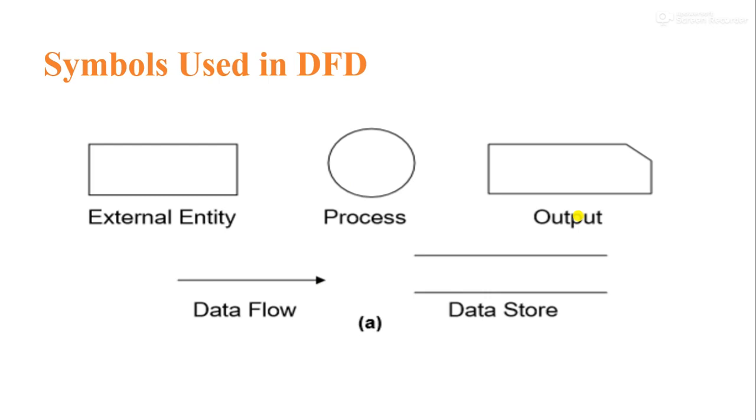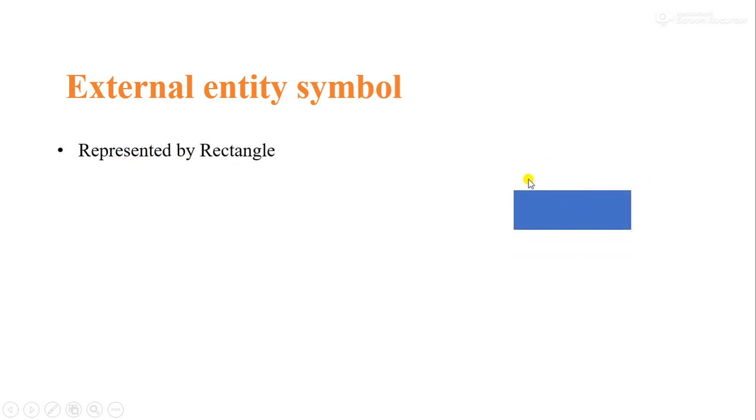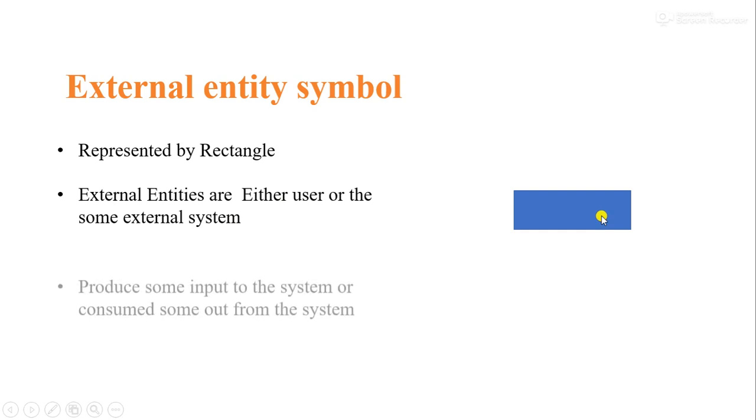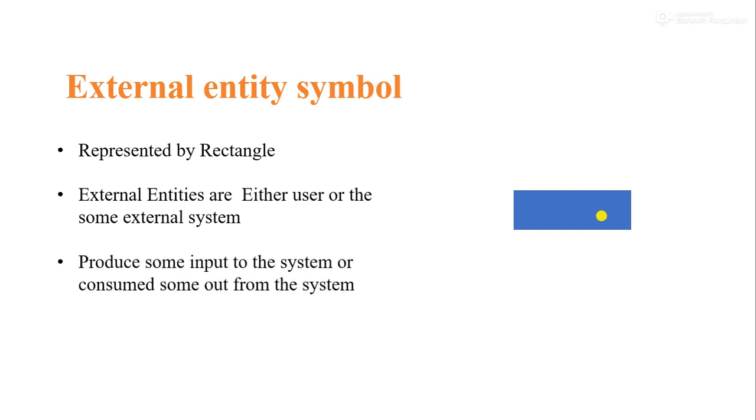We are going to see each symbol in detail. The first type of symbol is the external entity symbol. This external entity symbol is represented by a rectangle. These external entities are either users or some external system. The external entity is used to represent the user of the system or some external entity that may use the system. This external entity produces some input to the system or consumes some output from the system.